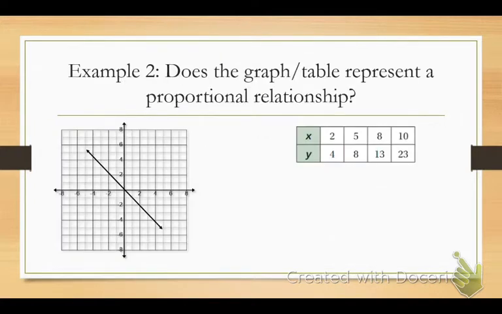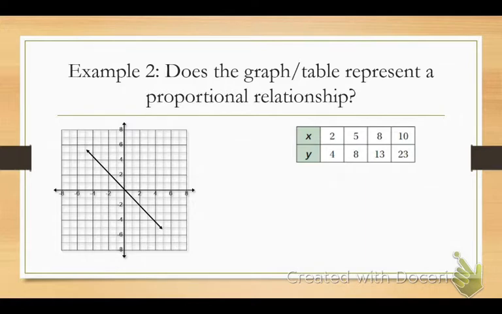All right, so in example 2, this is real important because this is 4 questions on your homework tonight. And it's on your quiz, and it's on your test. Does the graph and does the table represent a proportional relationship? So in example 1, I graphed one. Now I have to determine, does it? And if it does, I have to write the equation.